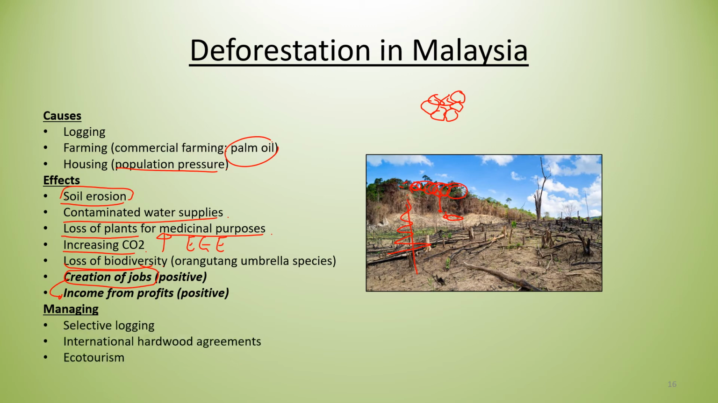How can we manage it? Selective logging: only choosing the largest trees to chop down, allowing the smaller trees to grow. International hardwood agreements, so that certain trees are not accepted in some parts of the world because it is illegal to chop them down. And then finally, ecotourism. People like me go into a rainforest, learning about it, learning how they live, giving money to the local people, and then coming back and educating others on how to be sustainable with the rainforest.